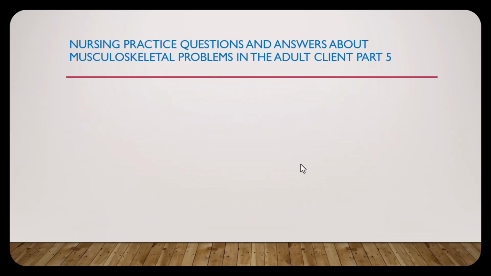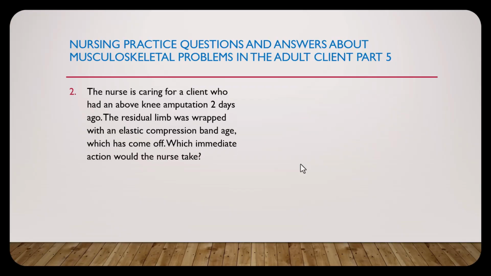Now let's move to the second question. The nurse is caring for a client who had an above knee amputation 2 days ago. The residual limb was wrapped with an elastic compression bandage which has come off. Which immediate action would the nurse take? So these are the options.